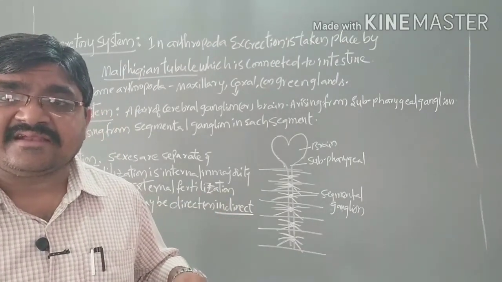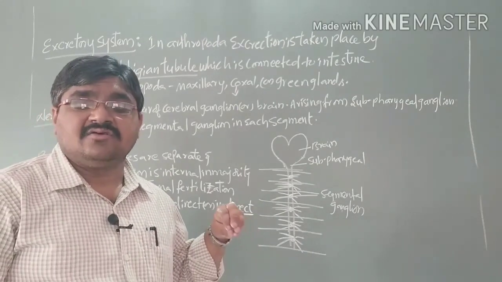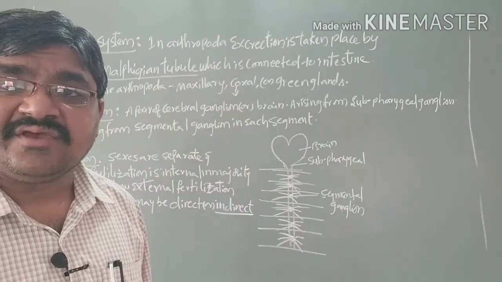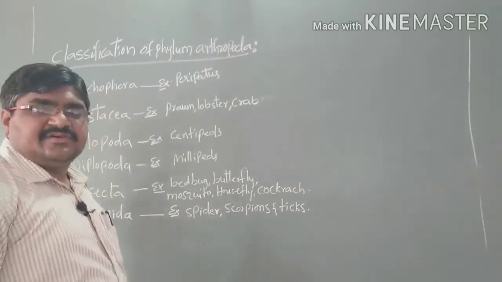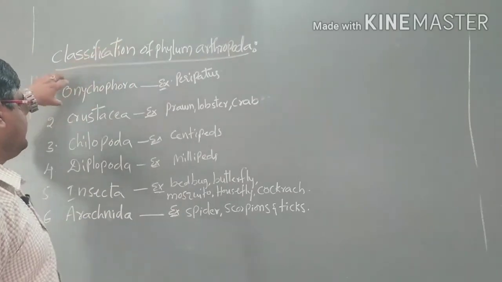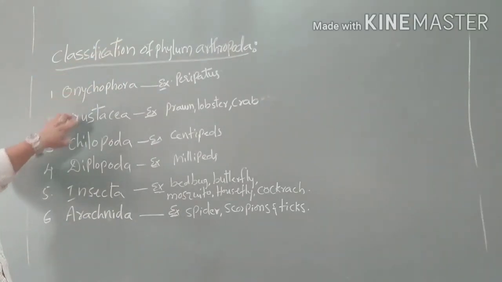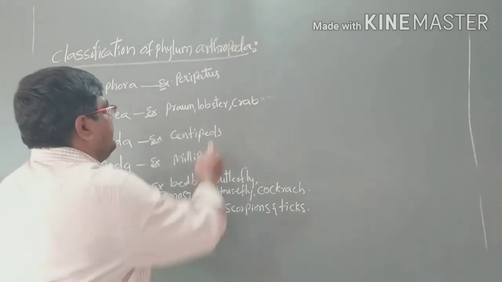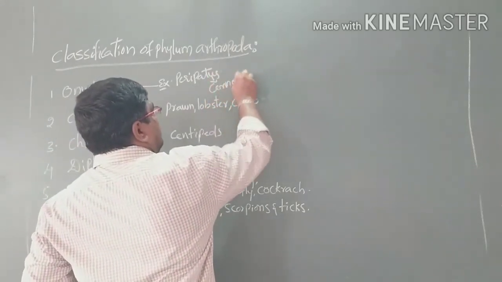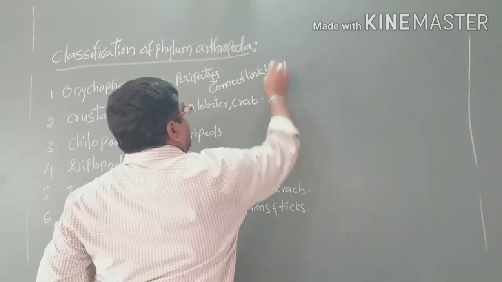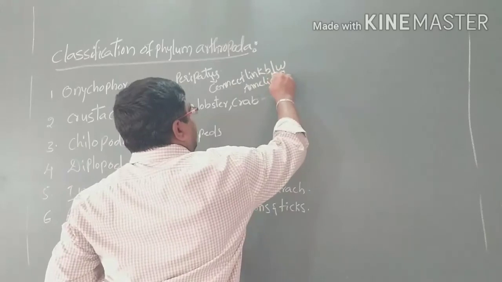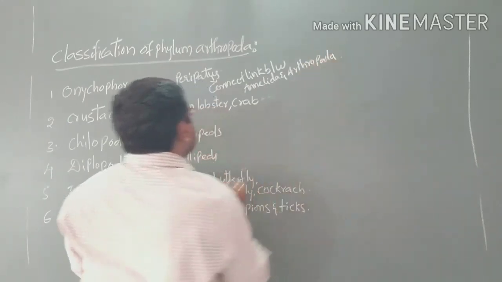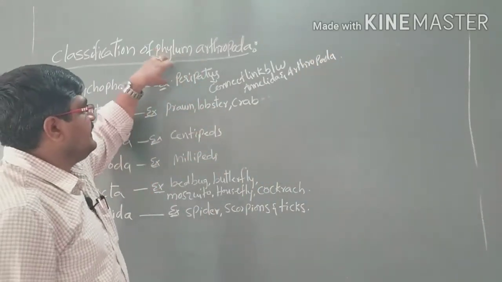So these are the characters of the phylum Arthropoda. So coming to the next one, the classification. Coming to the classification of phylum Arthropoda, it consists of 6 classes: Onychophora, Crustacea, Chilopoda, Diplopoda, Insecta and Arachnida. Here Onychophora, example Peripatus, is called a connecting link between Annelida and Arthropoda. We have both characters of Annelida and Arthropoda, so we call it a connecting link, that is Peripatus.